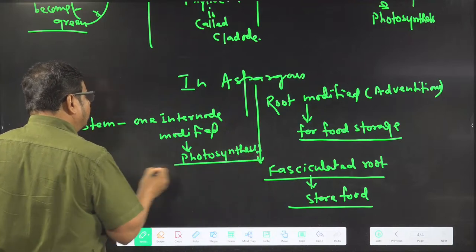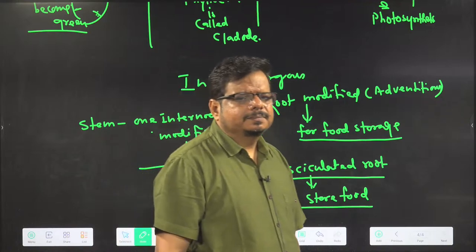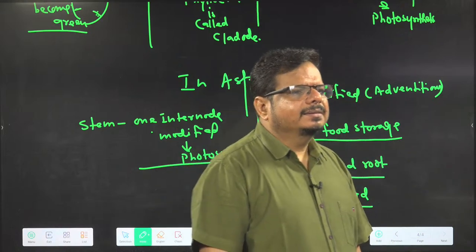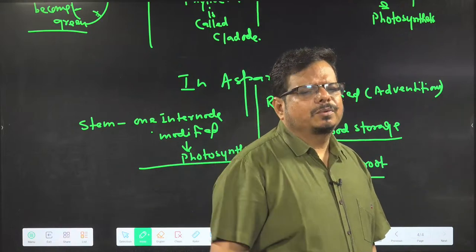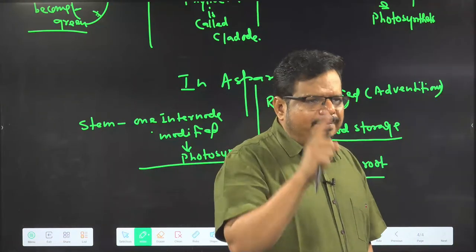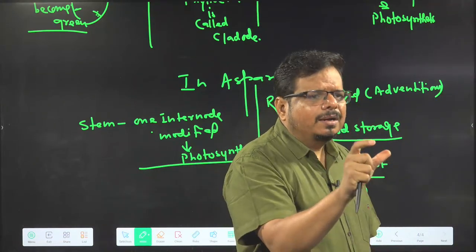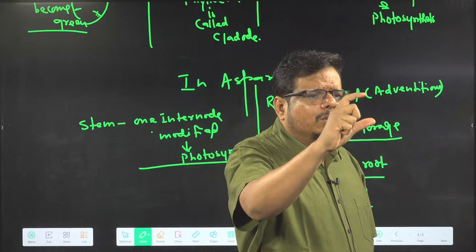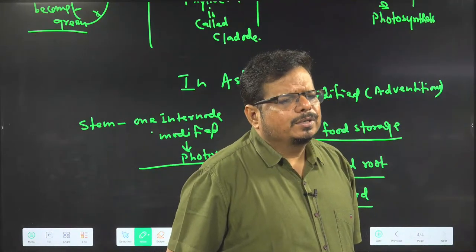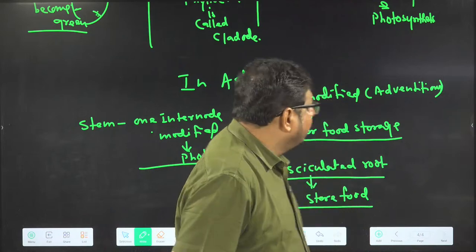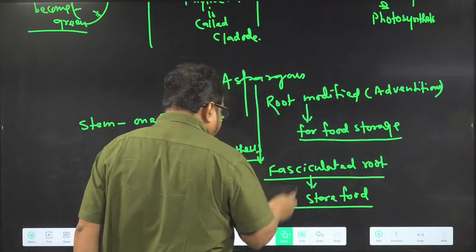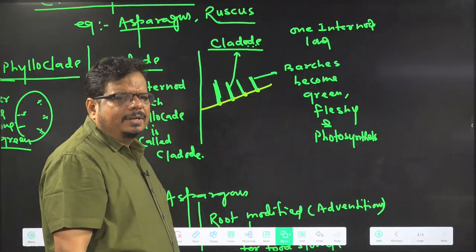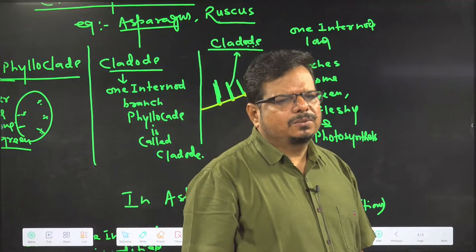So in asparagus, there is a modification in root and also in stem. Root for food storage. Stem, one internode long branch, for photosynthesis. Entire stem is not going to modify. One internode long branch is modified for photosynthesis. That one internode long structure is called cladode or cladophyll. So cladode is present in asparagus also, and ruscus also.